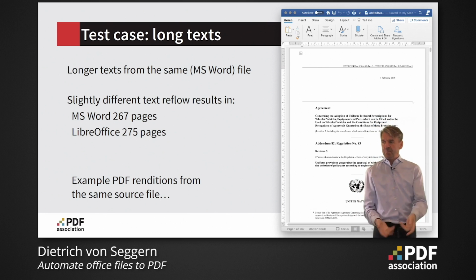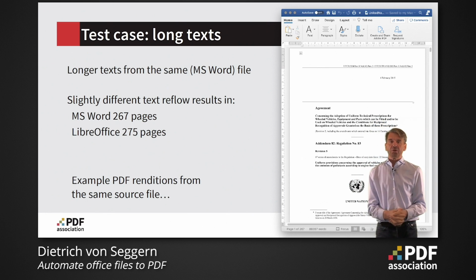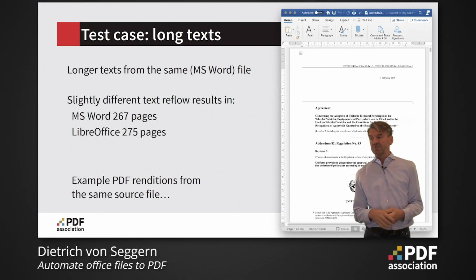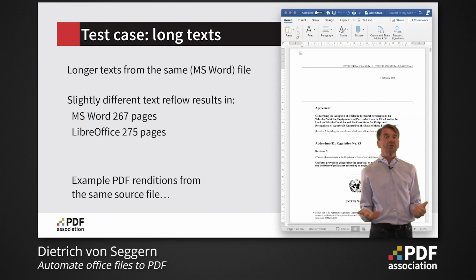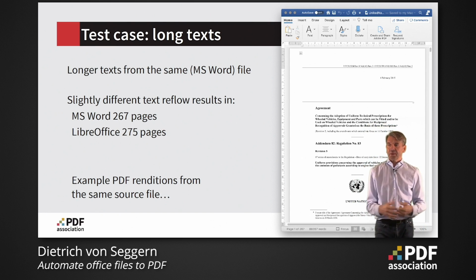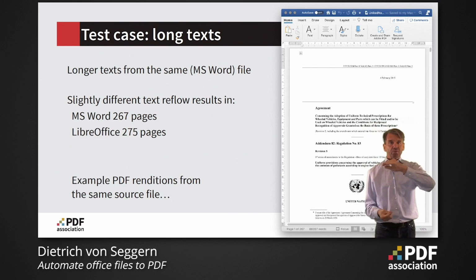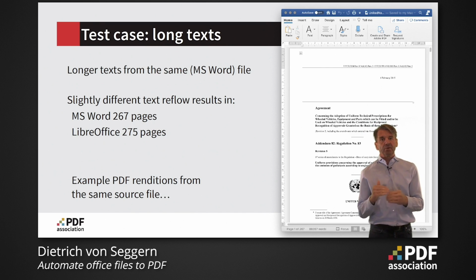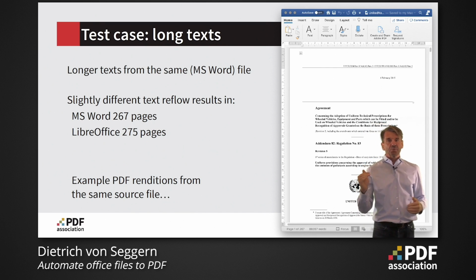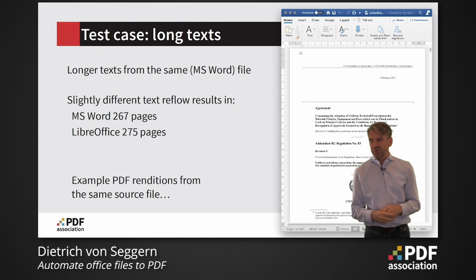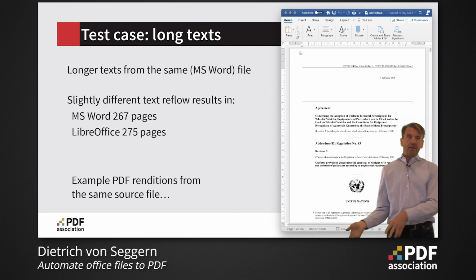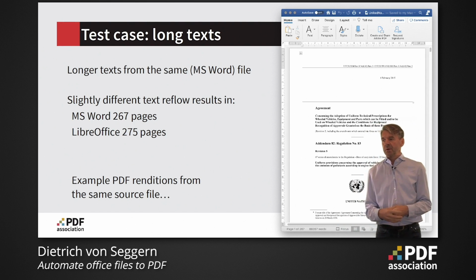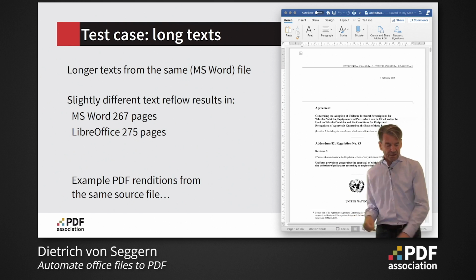But we already see when we open the very same file in LibreOffice that all of a sudden it now has 275 pages. And that is kind of a proof that rendering takes place one text line after the other. And if there are many differences in rendering, over time this will sum up to substantial differences. And now let's look into some PDF renditions from the very same source files created by Microsoft Office and by LibreOffice.